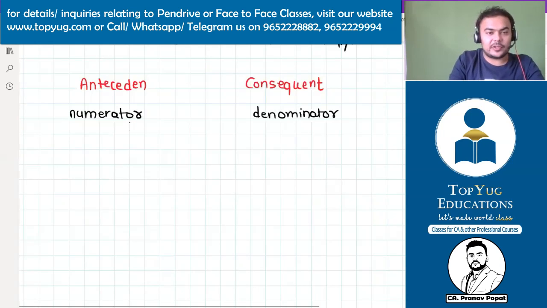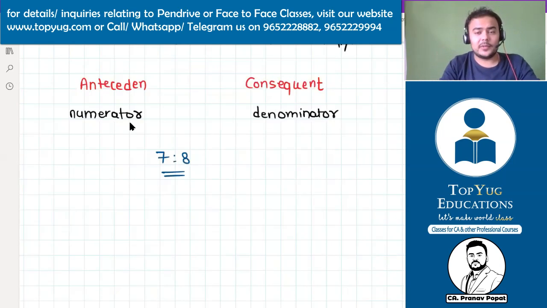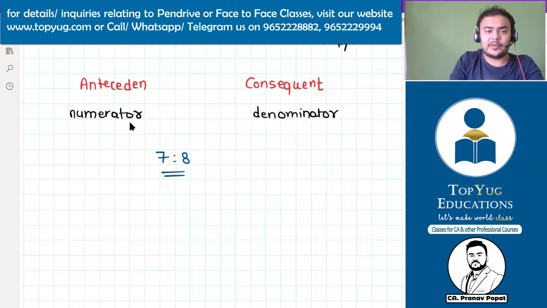Now tell me, in ratio 7:8, which one is consequent? Tell me, which one is consequent? 8, simple. And 7 is antecedent. Also, sometimes they don't use the word antecedent or consequent. They can use first term or second term. That is also fine. The meaning is same.